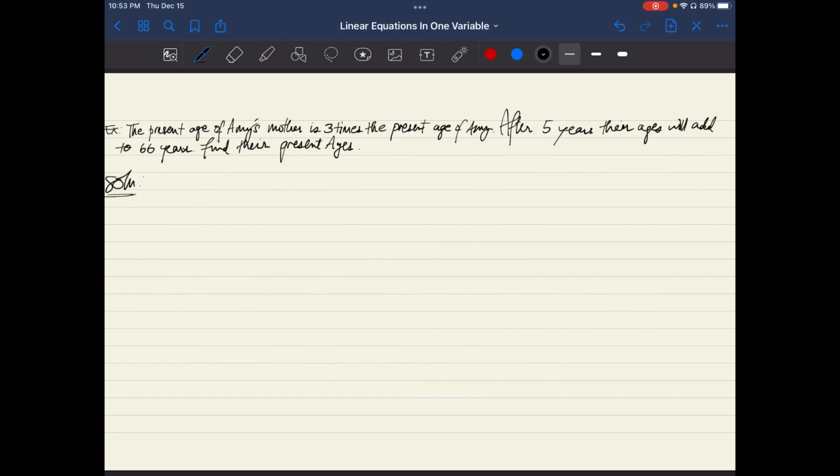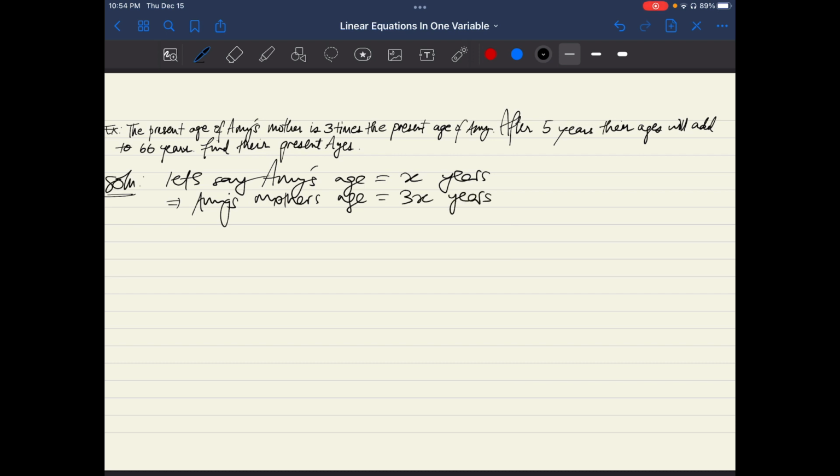Now moving on to the third question. The present age of Amy's mother is 3 times the present age of Amy. After 5 years, their ages will add to 66 years. Find their present ages. Now, let's say that Amy's age equals x years, which implies Amy's mother's age will be 3 times x years, because they have told us that it's 3 times the present age of Amy.